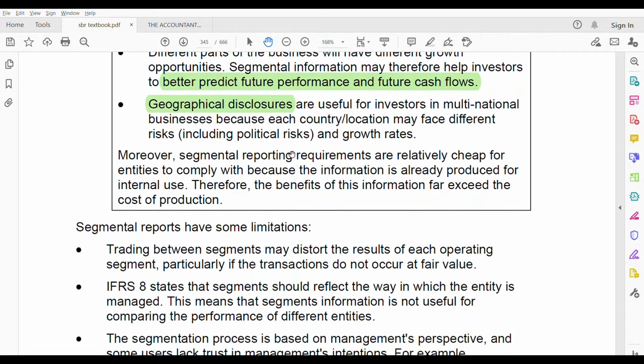Moreover, segmental reporting requirements are relatively cheap for entities to comply with because the information is already produced for internal use. Whatever the information is there, it has already been provided or produced for the internal use by the management. So, to make it external, to report it, put it in the annual account, this is not so expensive. Easy. So, the benefit exceeds the cost. But some limitations are there of IFRS 8. What are they?